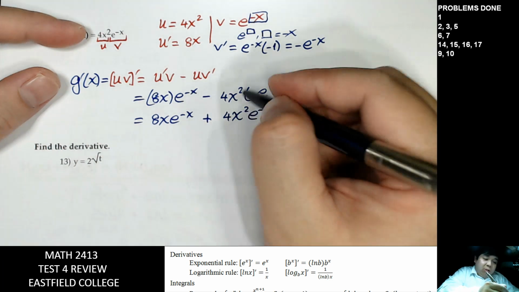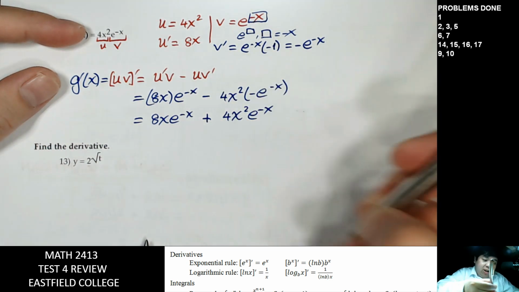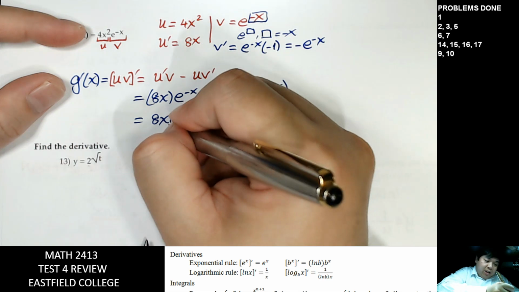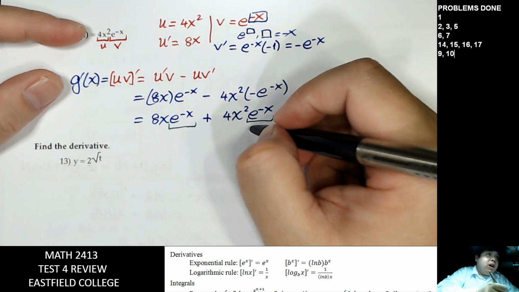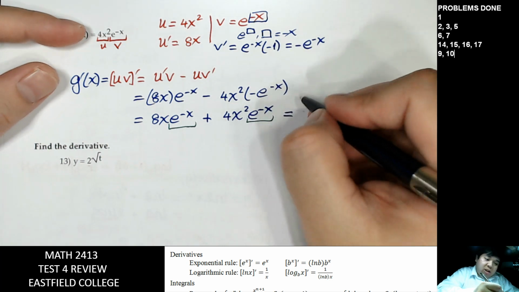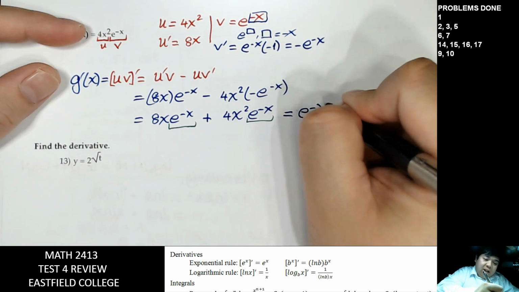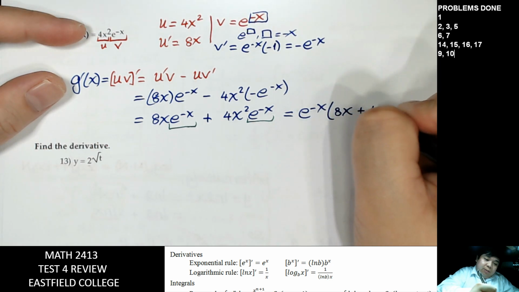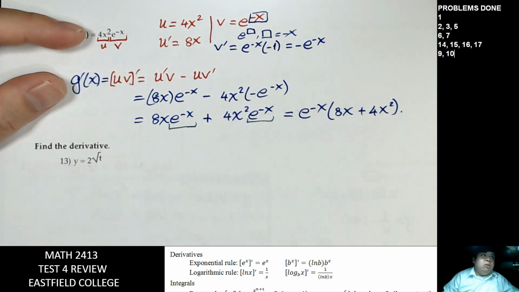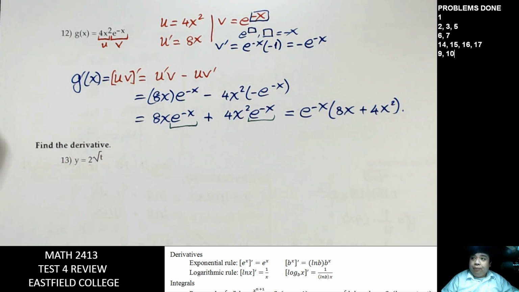And usually when we have this, both terms have e to the negative x in common, so I will factor it out. You can also factor out the 4x, but usually that will be enough. So we just have that.